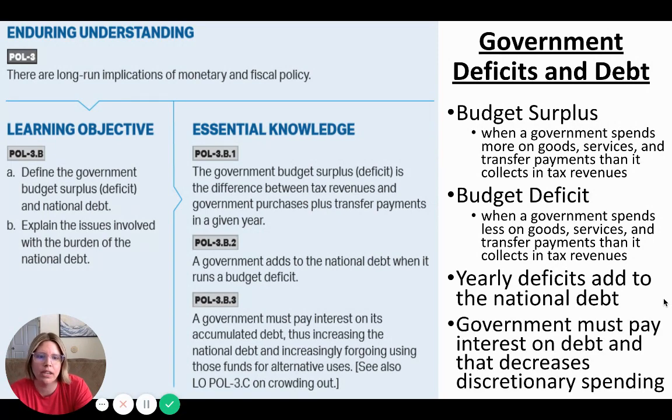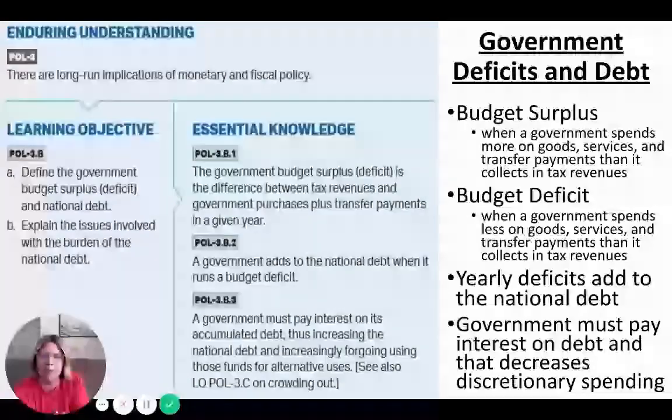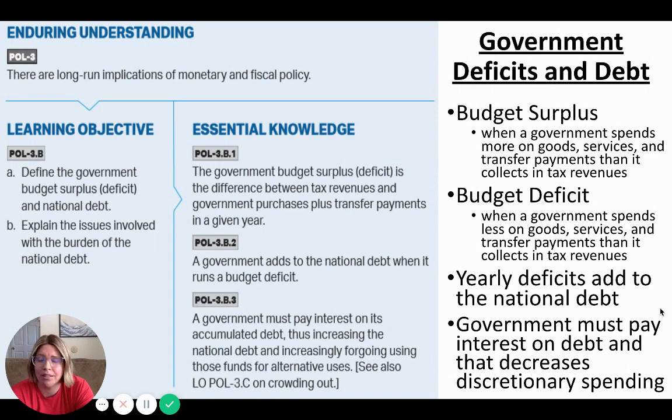So government must increase interest on debt. And the key thing to know about that, why is that a problem? Because we decrease our discretionary spending for the future. Future generations won't be able to spend money because they're going to have to spend a lot of their money paying down the debt of the stuff that we've already purchased and the stuff that we've already bought. So that's the big negative effect of running deficits.